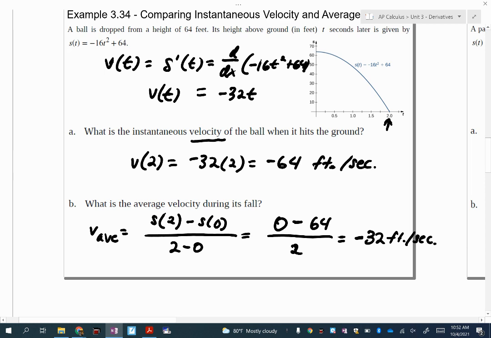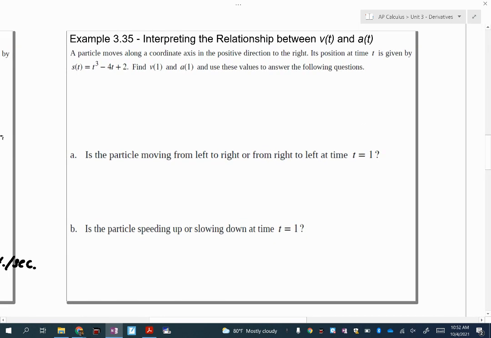Okay, so you can notice that the instantaneous velocity, the moment it hits the ground, is negative 64 feet per second, but the average velocity over those 2 seconds of it falling is negative 32 feet per second, so actually half of the instantaneous velocity when it's hitting the ground. Okay, let's do another one.